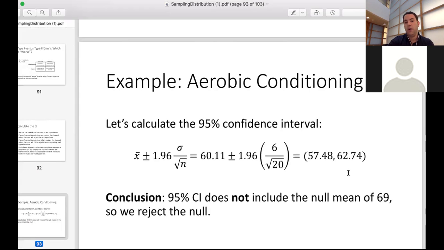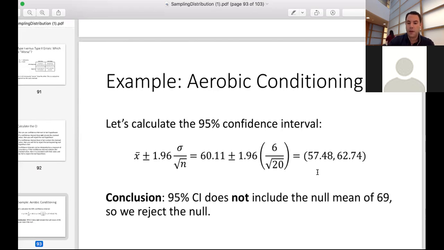In this case, because the null mean of 69 is not included in this confidence interval, we reject the null hypothesis because it's outside this confidence interval, meaning that our sample is inconsistent with the population. So we're going to reject the null hypothesis, concluding that they're actually different.